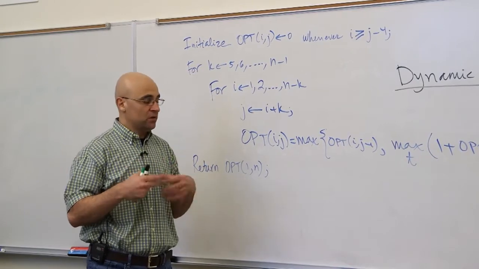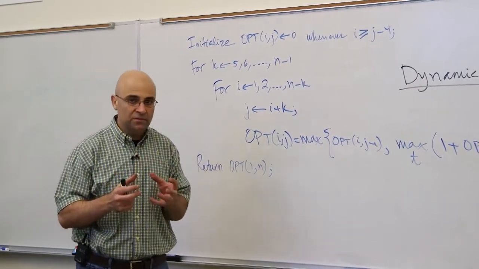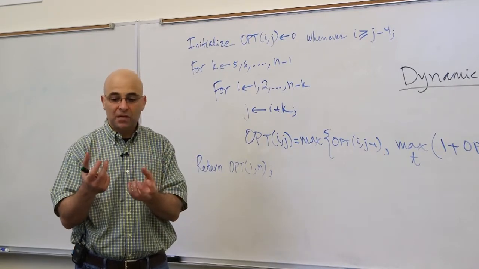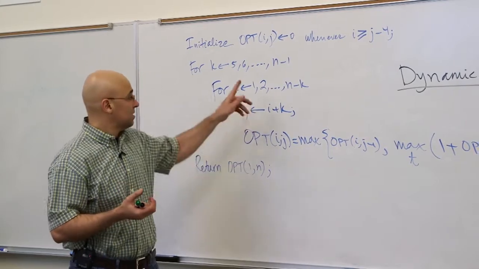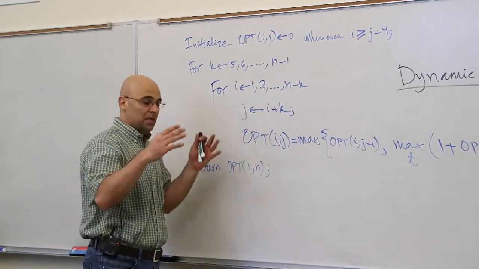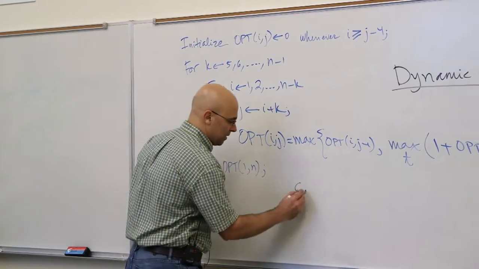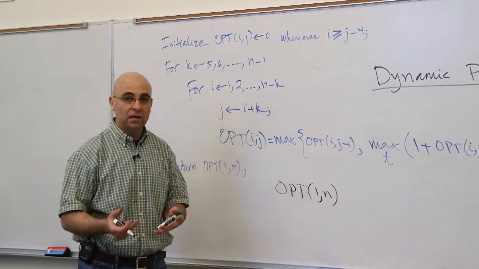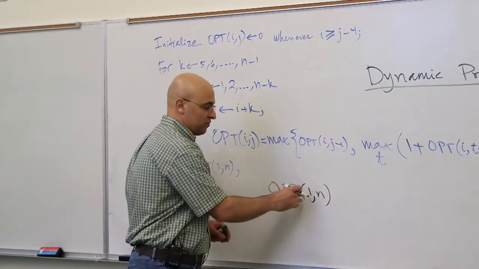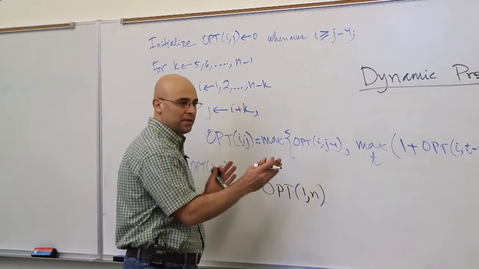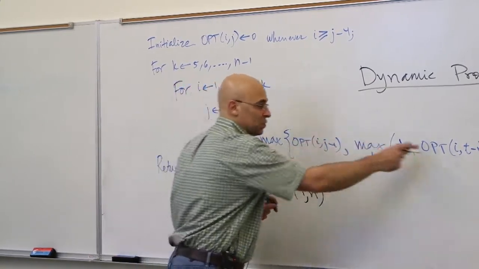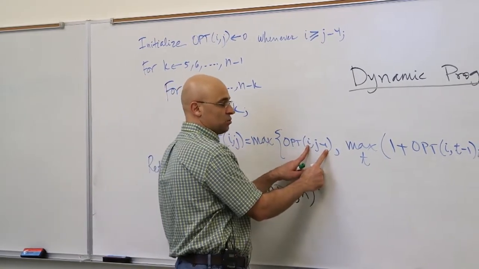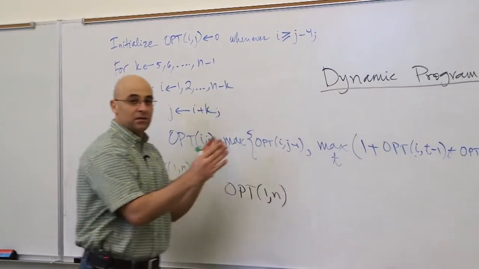Dynamic programming, as I said, solves certain optimization problems where we observe that the optimal solution to the big problem can be obtained from optimal solutions to sub-problems. Like in this case, the solution to the entire problem OPT(1, n) can be obtained from OPT(1, t-1) and OPT(t+1, n-1). So the solution to the bigger problem (i, j) can be obtained from solutions to smaller sub-problems.